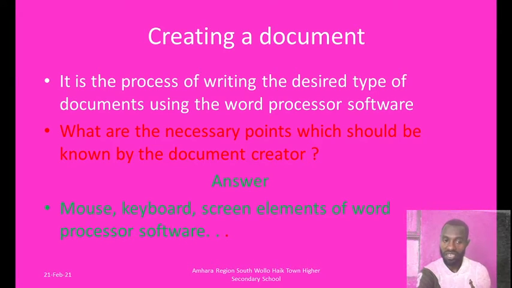Coming back to the first necessary thing, which is very essential when we want to create a document, which is the mouse. The mouse is a device which is responsible for inserting input into the computer. And totally the mouse has three parts. Those are the left click, the scrolling part, and the right click. And these three different parts of the mouse have their own functions.